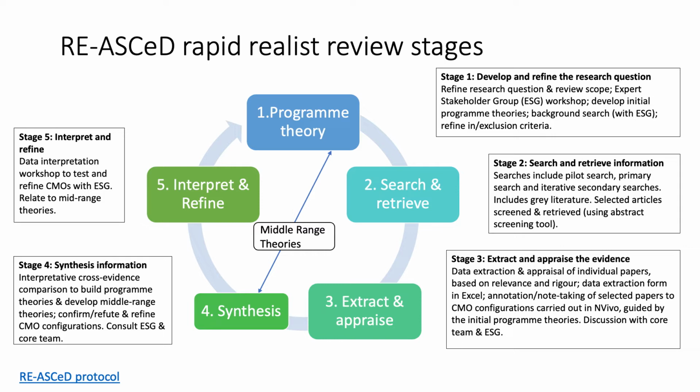I'm going to go through the stages of our rapid realist review and try to just draw out what differentiates it from a standard systematic review. And really the key thing is the iterative nature at every stage and stakeholder involvement at every stage, and drawing quite considerably on grey literature, whether that's from trust websites or reports or things on charity websites, anything and everywhere we looked. We developed and refined the research question with our stakeholder group, and we carried out a workshop.